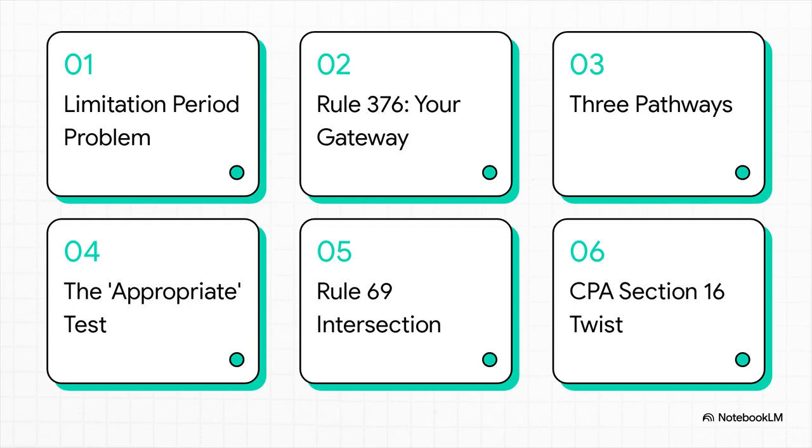First, we'll set the scene with the core problem, the expired limitation period. Then we'll introduce our hero, UCPR Rule 376, and walk through its 3 different pathways. After that, we'll get into the nitty-gritty of the crucial appropriate test, dodge a common exam trap involving Rule 69, and finally, we'll look at a little twist in the Civil Proceedings Act that makes Rule 376 the absolute authority.